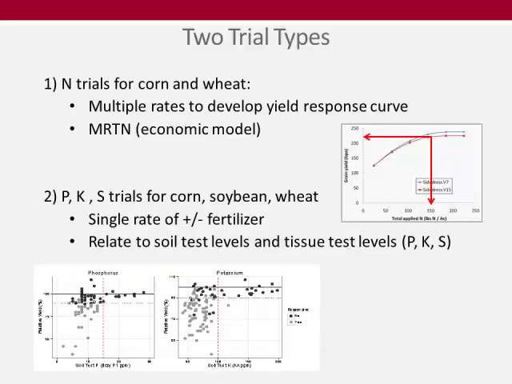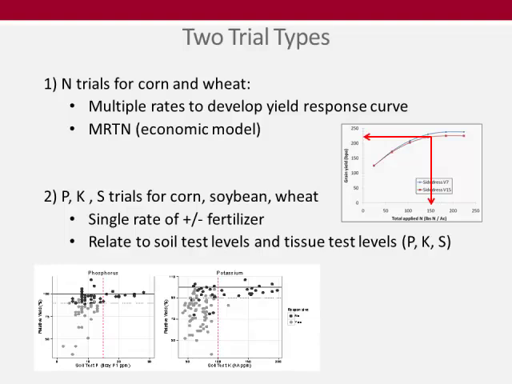There are some details we don't need to go into, but there are really two fundamental approaches or trial types that we're talking about. For nitrogen, we're doing a multiple rate, so we want to look at that response curve. In other words, what's our nitrogen rate versus our grain yield, and find that optimal rate. That's feeding into the MRTN model for corn that's up there. We're going to be developing an MRTN model for wheat, because that's still, as it stands right now, a little bit ugly and yield-based.